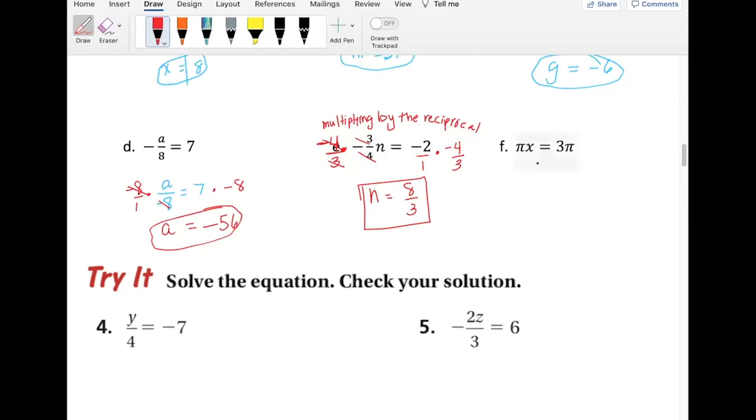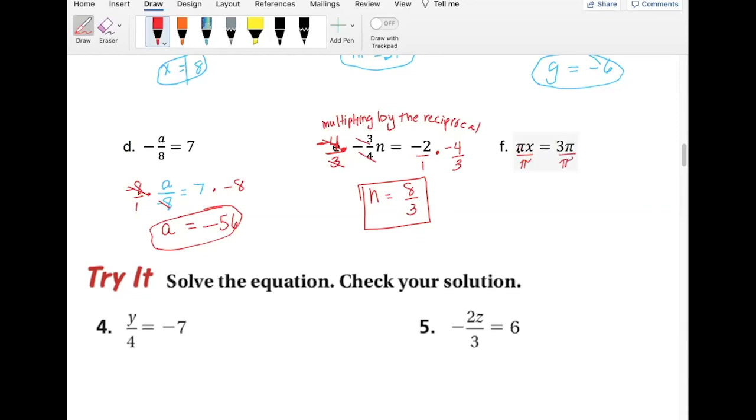This one looks a little crazy here. We've got the symbol pi times our variable x equals 3 pi. So again, I want to isolate the variable, cancel anything that's on the side with it. Right now it's pi times x, so the inverse operation that would cancel out multiplying by pi would be divide by pi. Whatever I do to one side, do to the other.